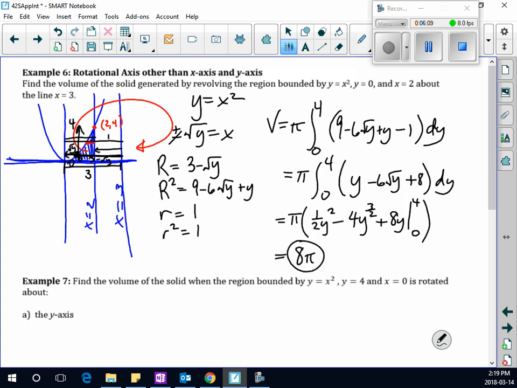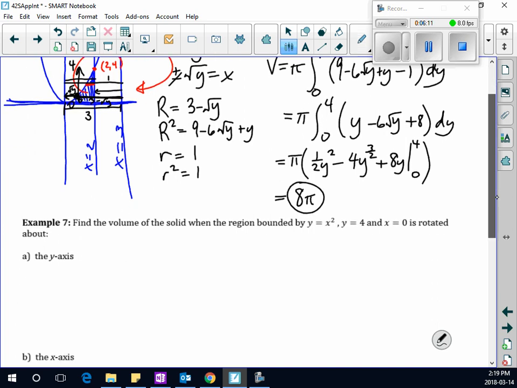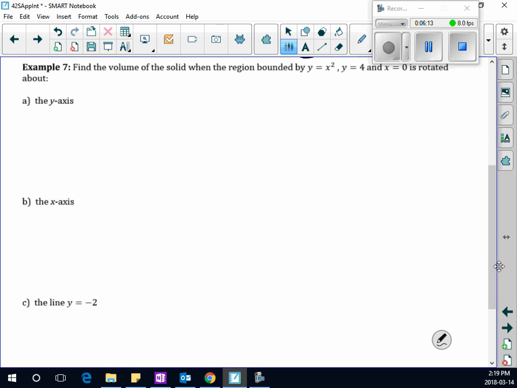All right. So next example, we're going to do this a couple of different ways, the same basic picture, but then we're just rotating it a different way. So the first one is find the volume of the solid when the region bounded by y equals x squared. So we're going to draw a picture. Y equals x squared.